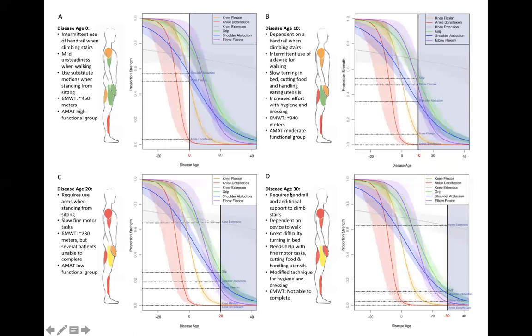Compare that to a disease age 30 subject where they're almost completely declined on their upper extremities and lower extremities. The only real muscle strength they have left is in their knee extension, and this tends to reflect itself in terms of needing the handrail and additional support when climbing stairs, dependence on a device to walk, and great difficulty turning in bed, and also other fine motor tasks.